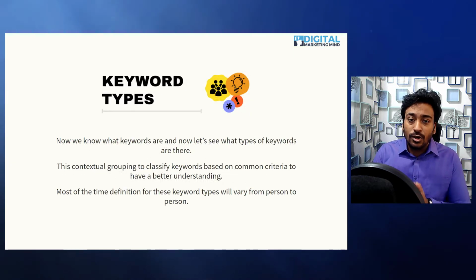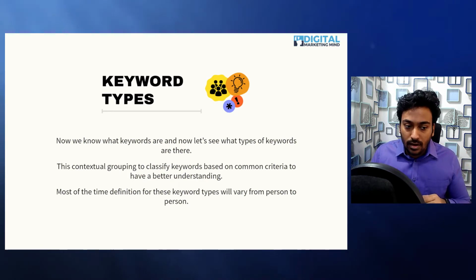Now let's take a look at all the keyword types available. For example, now we know what keywords are. Now let's see what the types around it are.